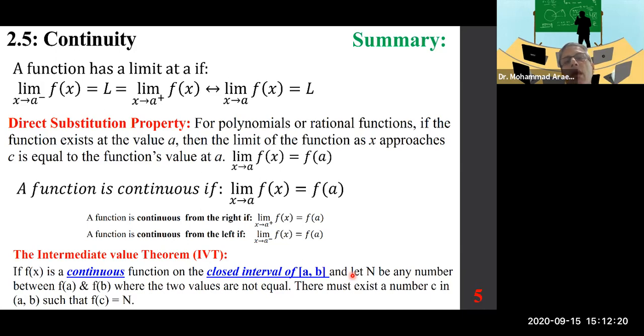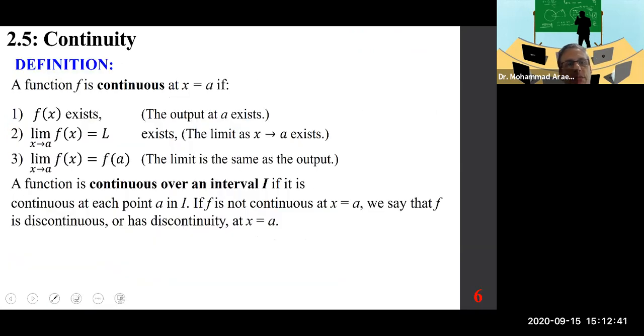In other words, if it's a continuous function, it covers every point along the x-axis between a and b, and it covers every point along the y-axis between f of a and f of b. That's really the meaning of it. So that's the synopsis of what we have seen before in pre-calculus.